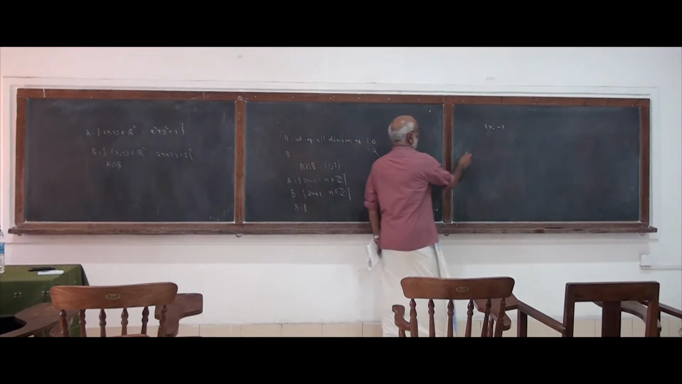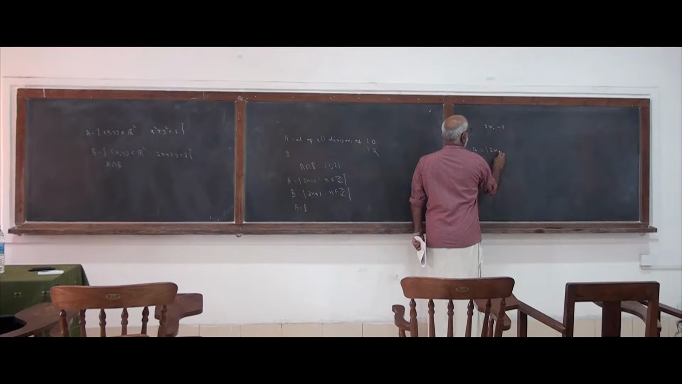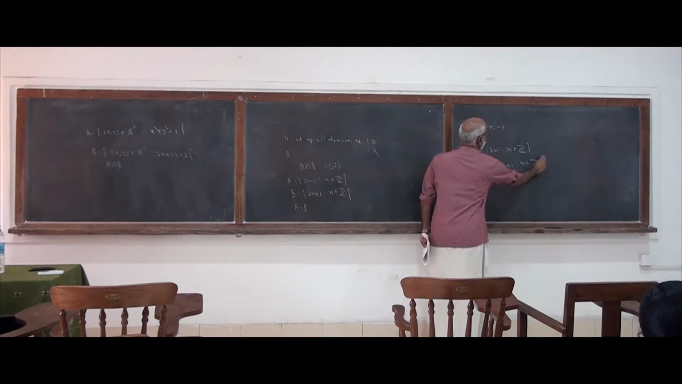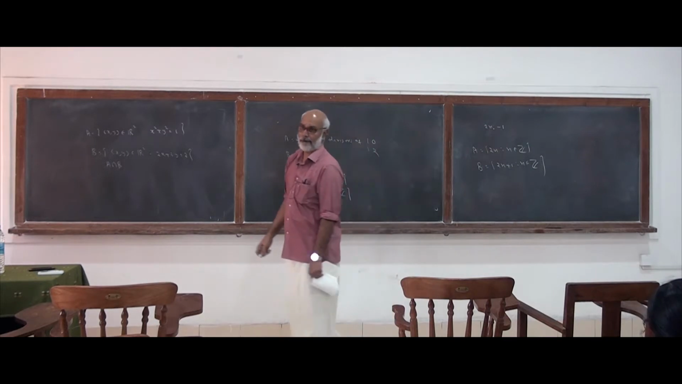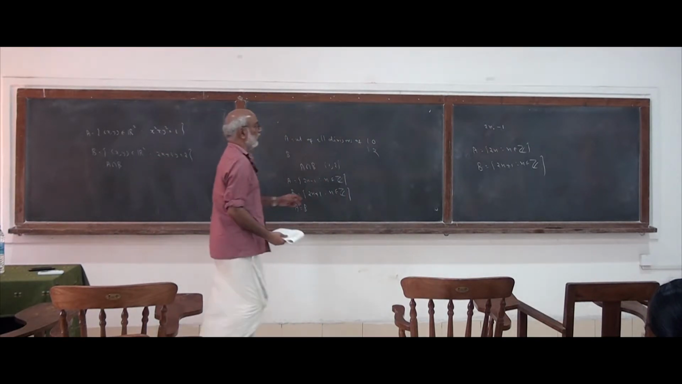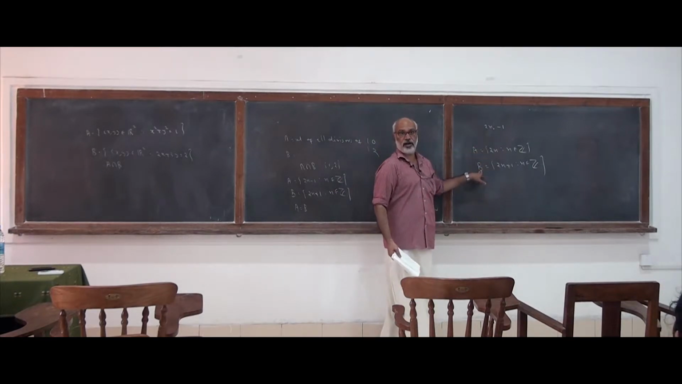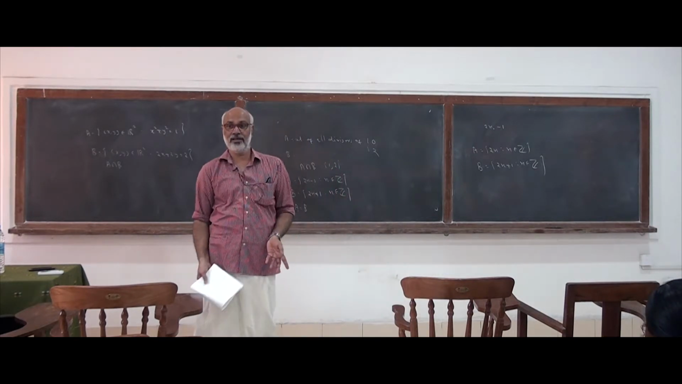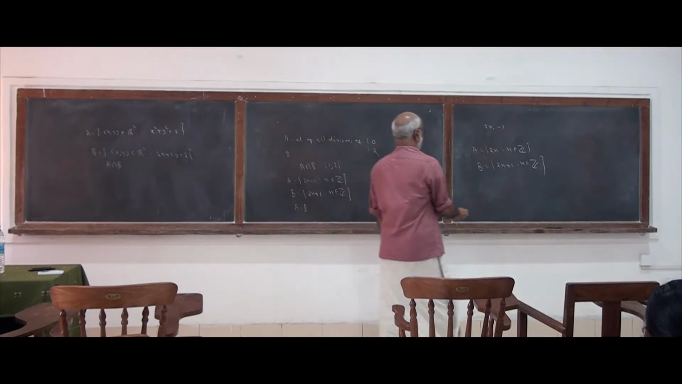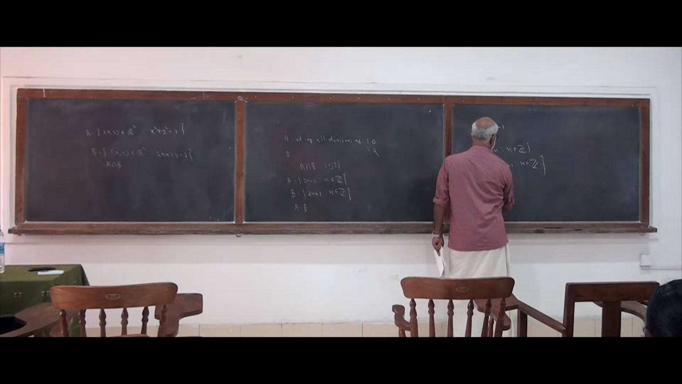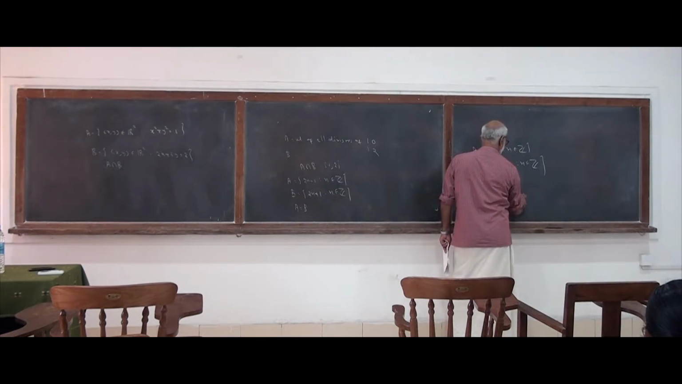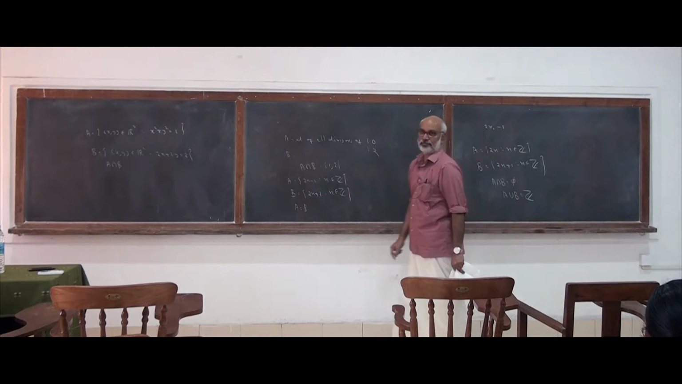But suppose I take A as the set of all 2n where n is an integer, and B as the set of all 2n plus 1 where n is an integer. A will contain all even integers and B will contain all odd integers. What will be the intersection of A and B? A intersection B will be equal to the empty set. And what will be A union B? The set of all integers.